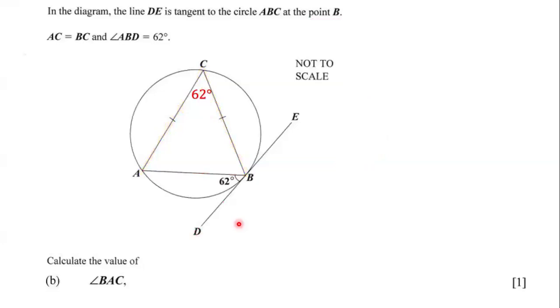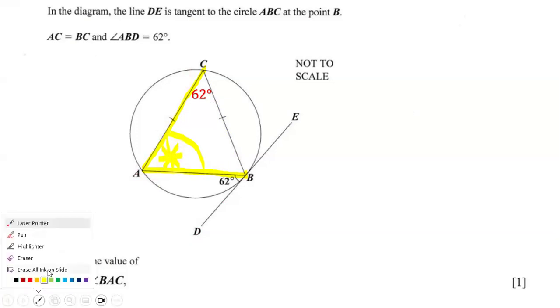Let's move on to the next one. It says calculate the value of angle BAC. So let's determine what BAC is. We have B, this is BA, and then C. We have to figure out the size of angle BAC, this angle right there.